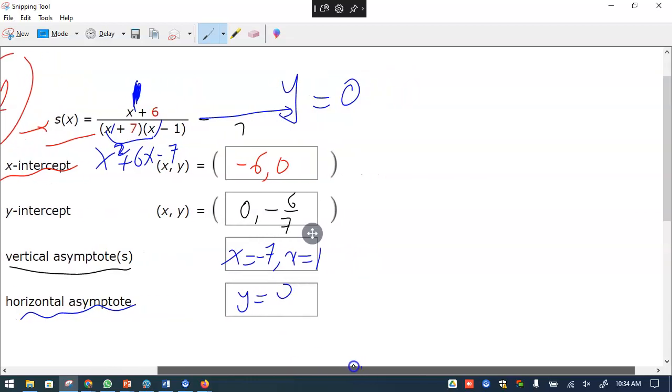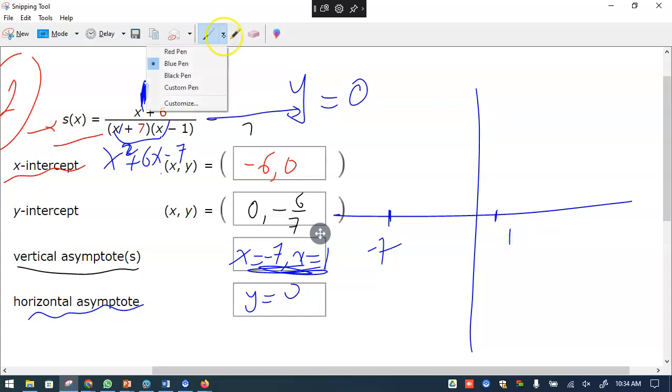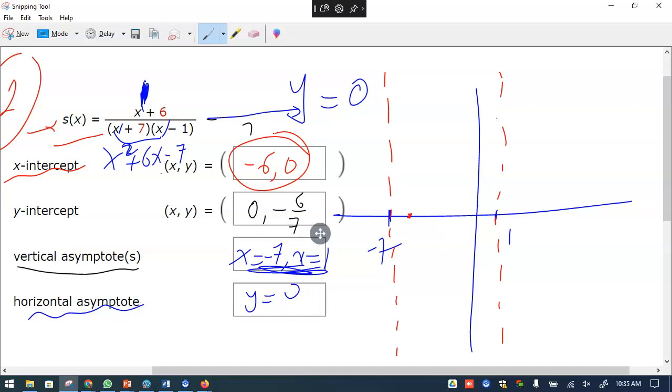And if you want to graph this, the main thing we need to know is that the vertical asymptote is minus 7. So I have to take, maybe this is minus, not perfect. So minus 7, and maybe 1 is somewhere here. So these are the two places where there is a vertical asymptote. And you can see the graph crosses... what is the x-intercept? You can see the x-intercept here is minus 6 comma 0. So somewhere here, that's minus 6 comma 0. And the y-intercept is minus 6/7.